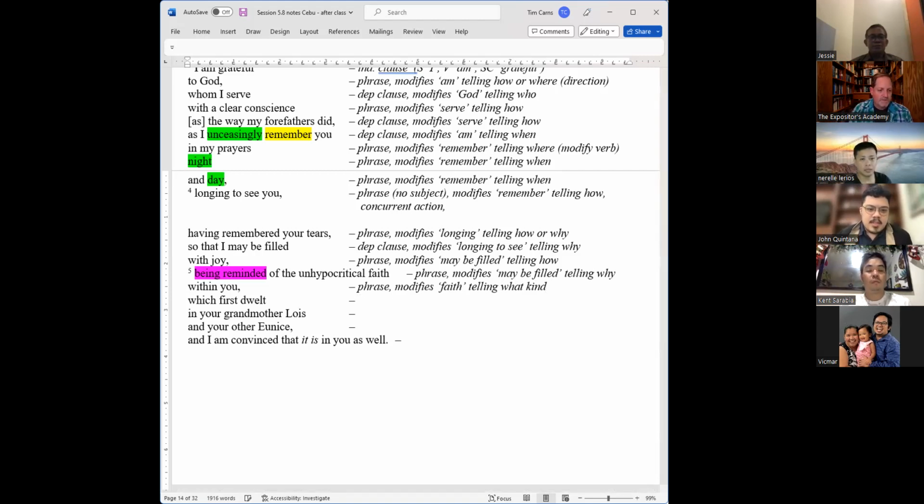Which faith? Here's a which: which first dwelt. Is this a phrase or a clause? That's a which, it's a phrase. Okay, again, we check. Is there a verb here? There's a verb, but is there a subject? No. Okay, remember, which is a relative pronoun, so it can actually function as a subject. So it is a clause, modifying faith. Again, telling which faith. Which faith?